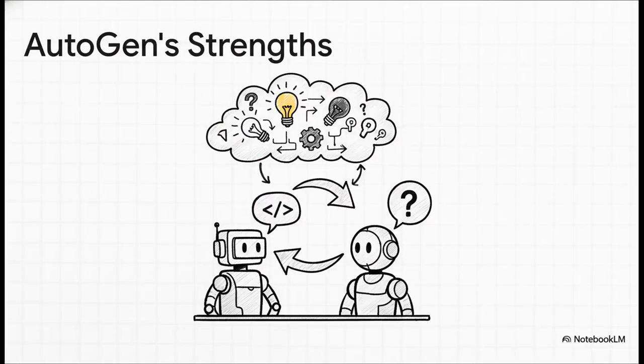So when do you pick AutoGen? You choose it for those really open-ended creative tasks. Think about having a pair of agents writing and debugging code together, or a team of AI researchers literally debating a complex topic. Whenever the path to the solution isn't clear from the start, letting agents find it through conversation is an incredibly powerful approach.